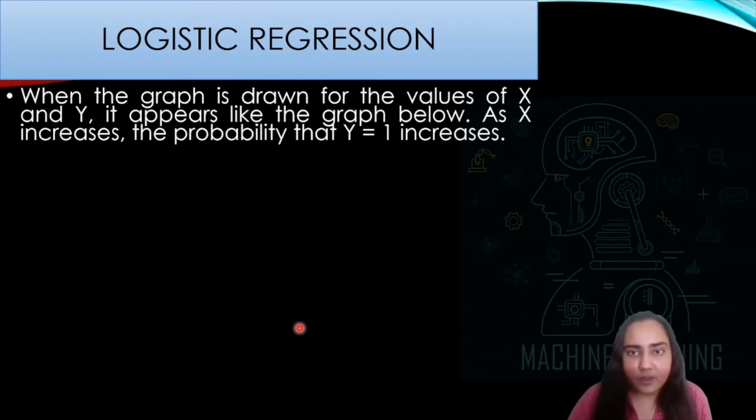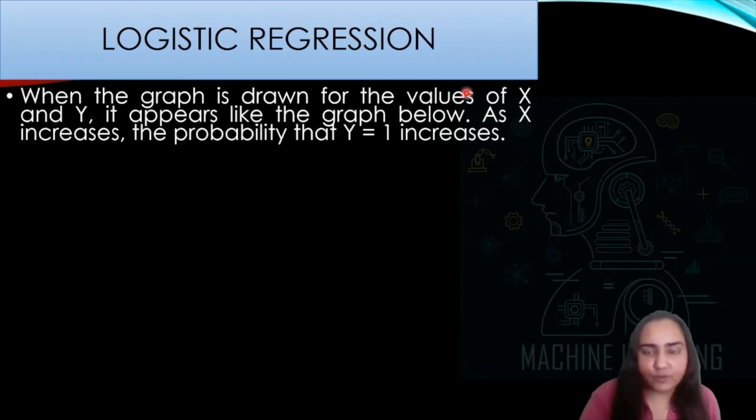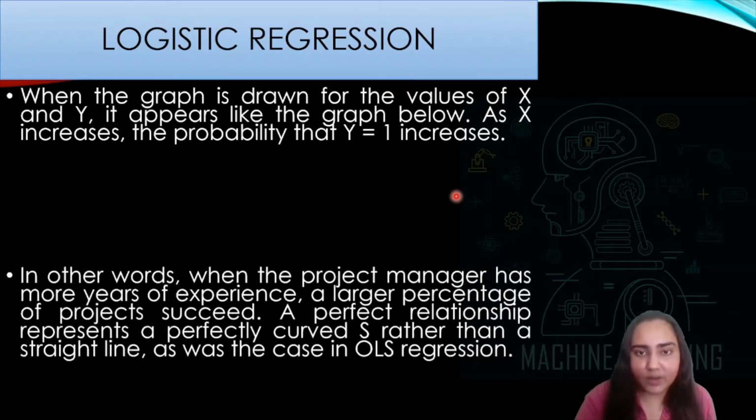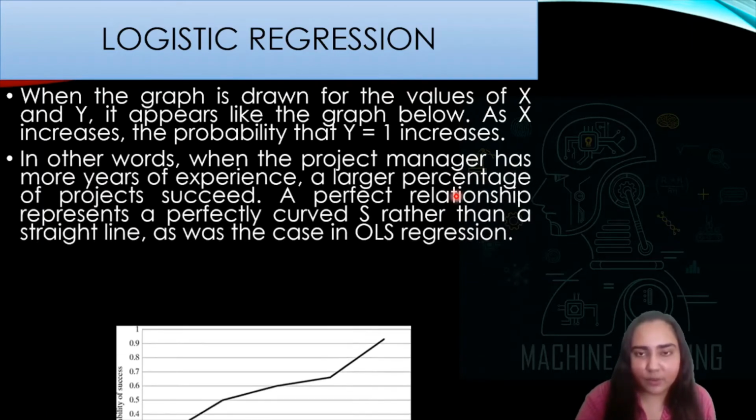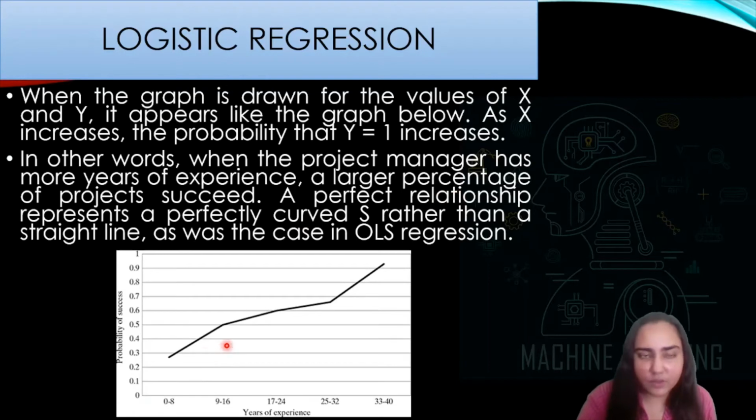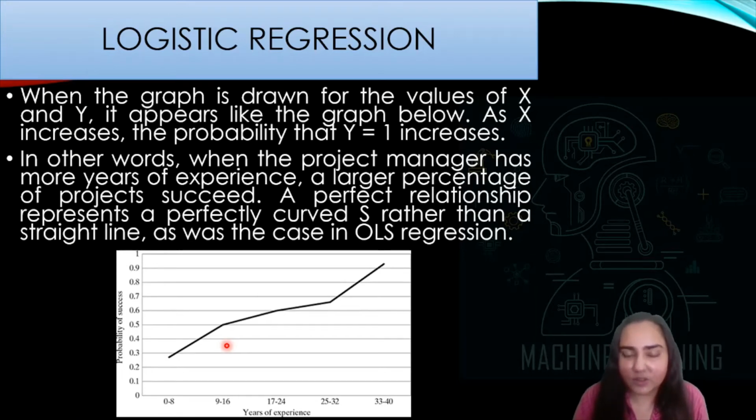When the graph is drawn for these values of x and y, it will appear like the graph below. We'll see that graph here. So this is the graph, okay? And as you can see, as x increases, the probability that y equal to 1 is also going to increase. In other words, if the project manager has more years of experience, then the chance that the project will succeed will increase. So that's what logistic regression does.